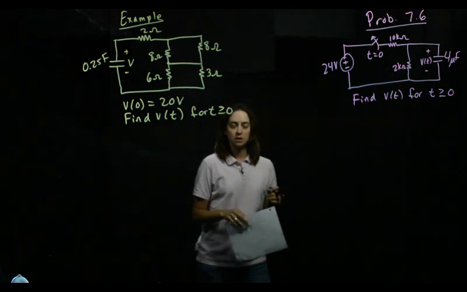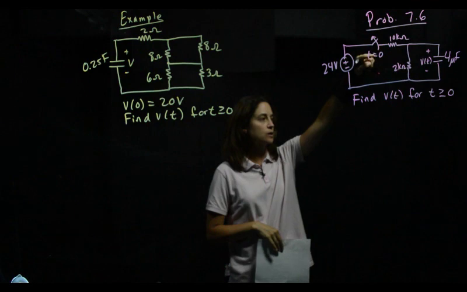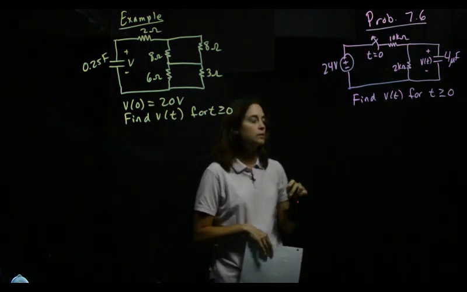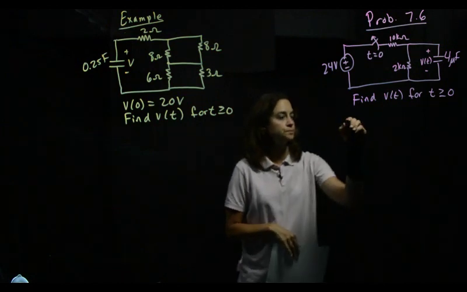Example problems from section 7.2. So we're assuming the switch has been closed for a long time, and then it opens. We want to know what happens to the circuit. So step 1 is to find our initial voltage.